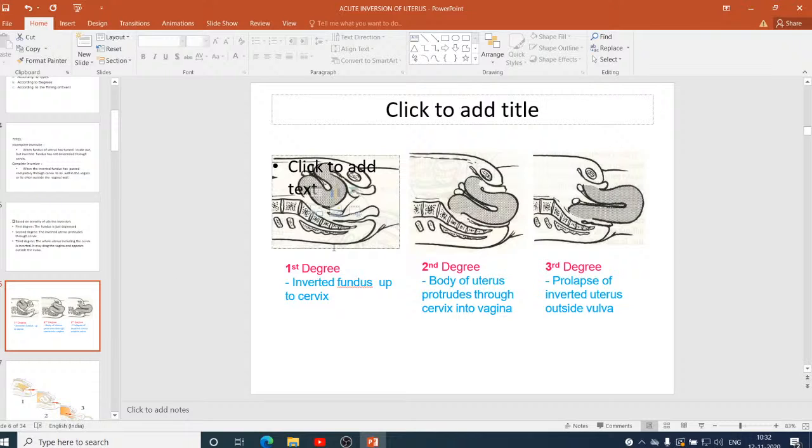Here in the first picture you can see the inverted fundus, like a dimpling or cupping. Coming to the second degree, here the body of the uterus through the cervix just protrudes, but it is not outside the vulva. Here the complete uterus, even along with the cervix, protrudes outside the vulva.